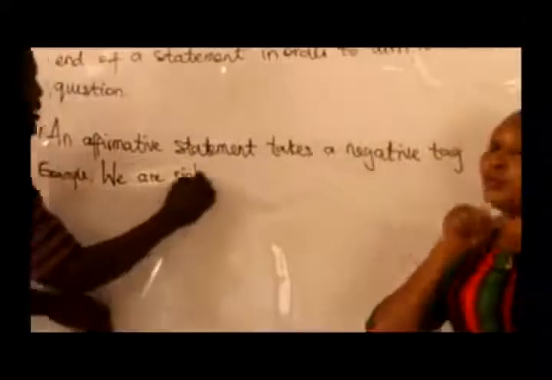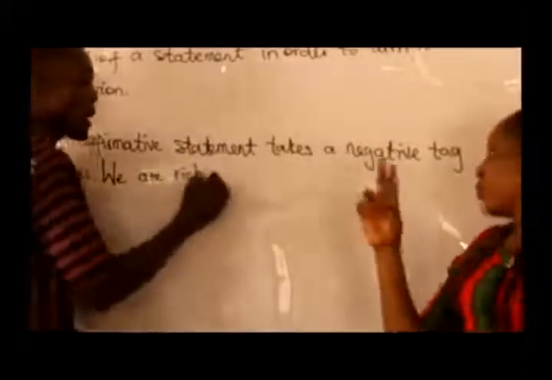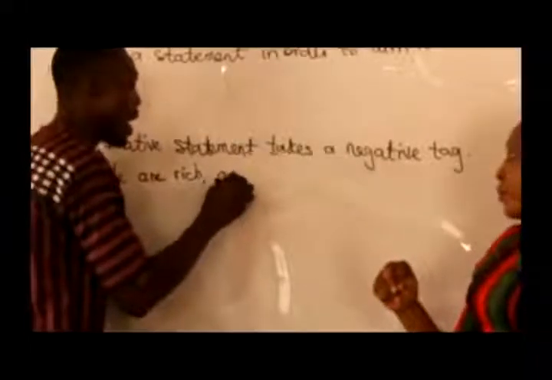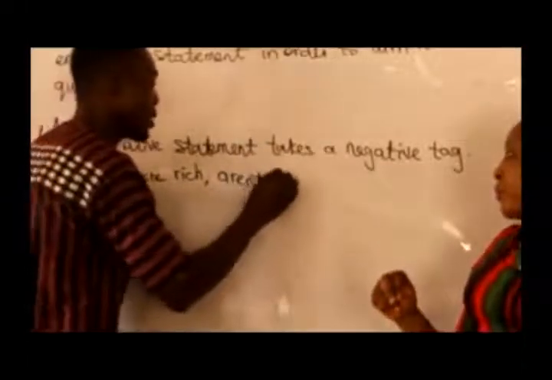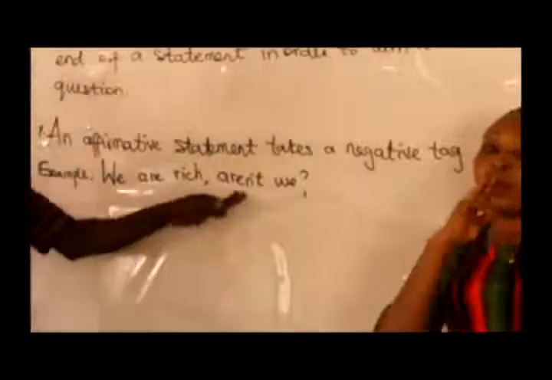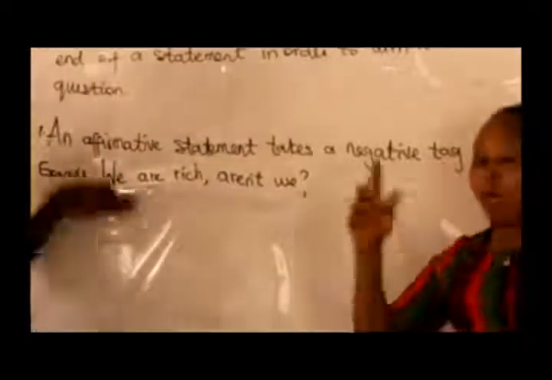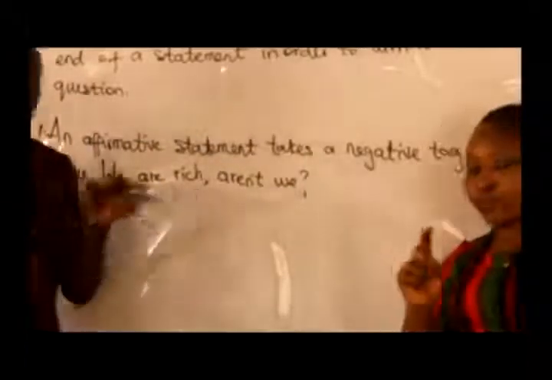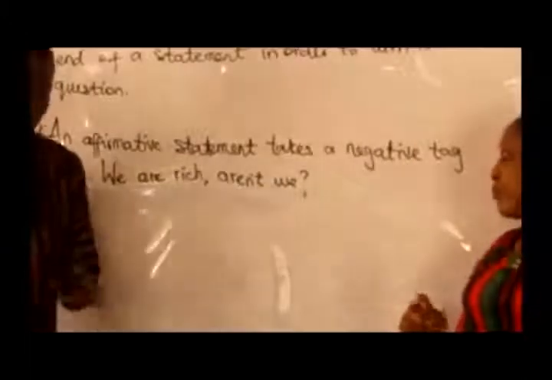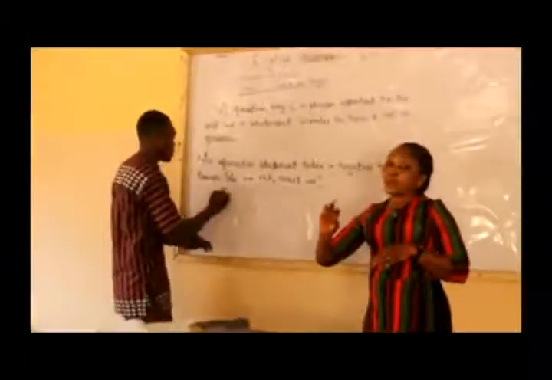Okay, let me show you what I mean. We are rich, aren't we? You see? You cannot say "we are rich" and then go ahead to say "are we." It will be wrong grammatically. Alright? Okay, let's see other examples.